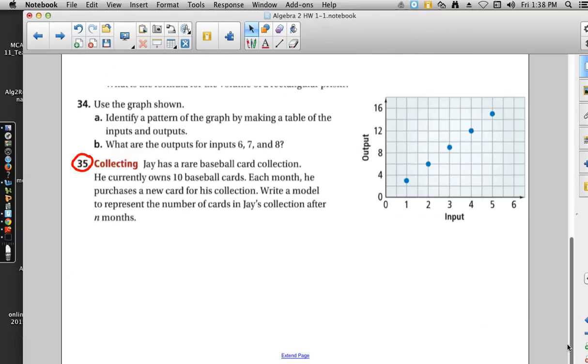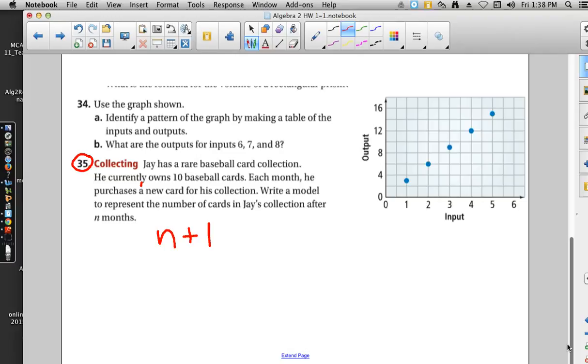35 says Jay has a rare baseball card collection. He currently owns 10 baseball cards. Each month he purchases a new card. Well, a new card means one new card for his collection. Write a model to represent the number of cards in Jay's collection after n months. All right, so right now he has n cards. In 1 month, he'll have n plus 1 because remember, he adds one new one every month. And then n plus 2, n plus 3.